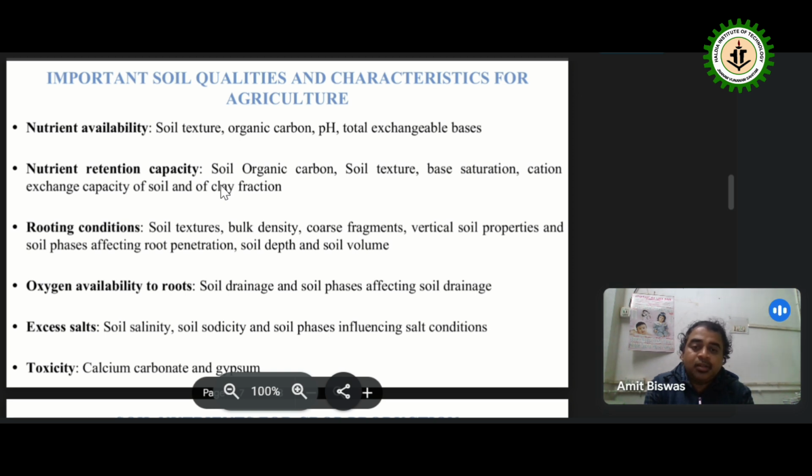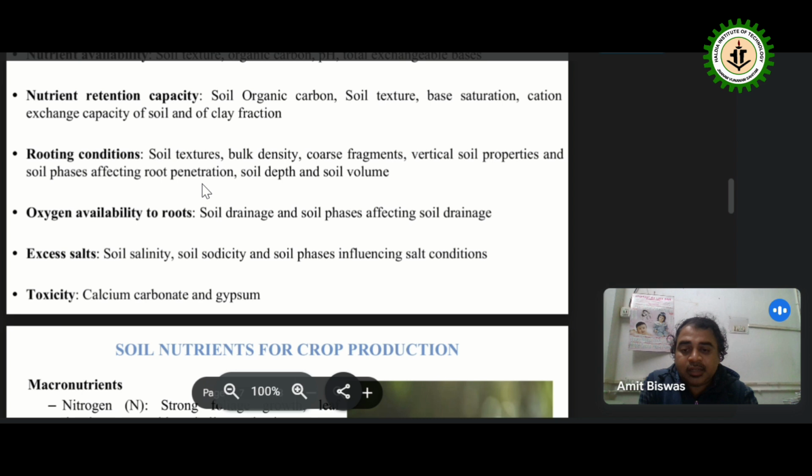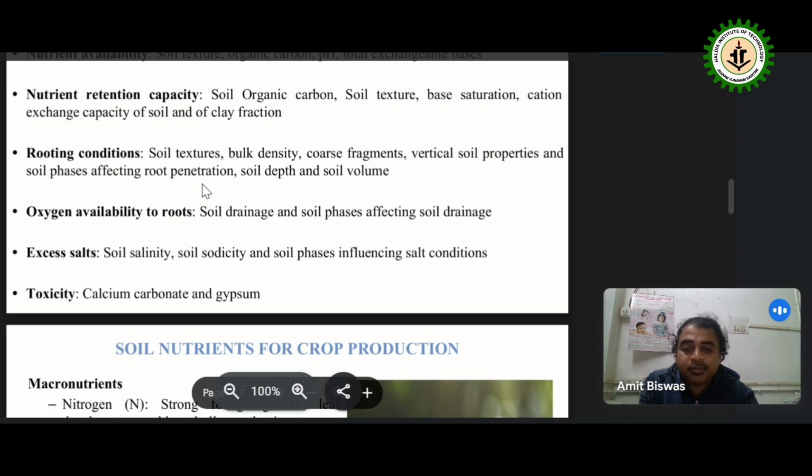affecting root penetration, soil depth, as well as the soil volume. Oxygen availability to roots: soil drainage and soil phases. Excess salts: soil salinity, soil sodicity, and soil phases. And the last one is the toxicity. It is calcium carbonate and gypsum.